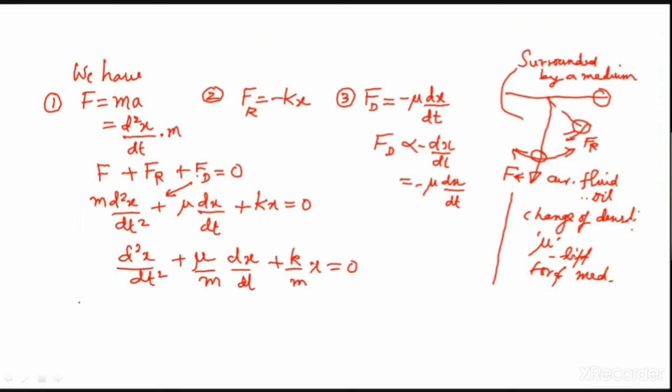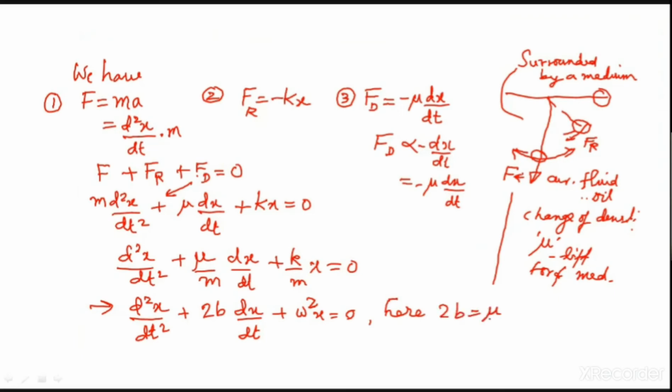And I'll rewrite with certain constants, that is d²x/dt² plus 2b dx/dt plus omega square x is equal to 0. Here 2b is mu by m. Omega square is k by m.